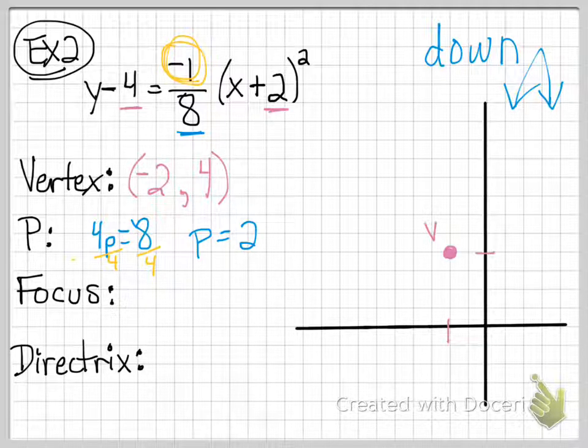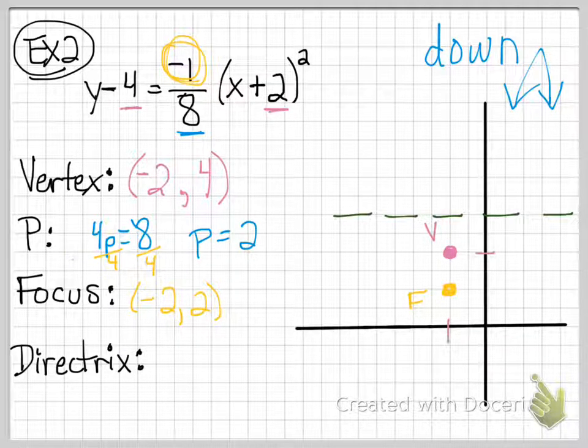So from my vertex, I'm going to go the distance of p, which is 2, down. Let me do that in the other color so I'm consistent. So my focus is 2 down. What point is that focus at? It's at (-2, 2). So where would my directrix be? My directrix would be in the opposite direction, the same distance of 2, so it would go 2 up. So my directrix is at y equals, 2 up from the 4, so that is 6. This is my directrix.